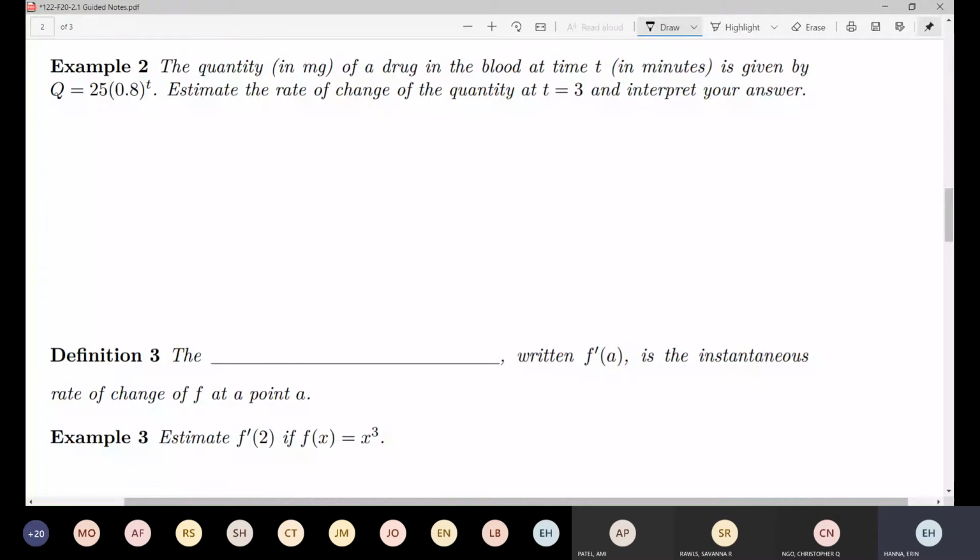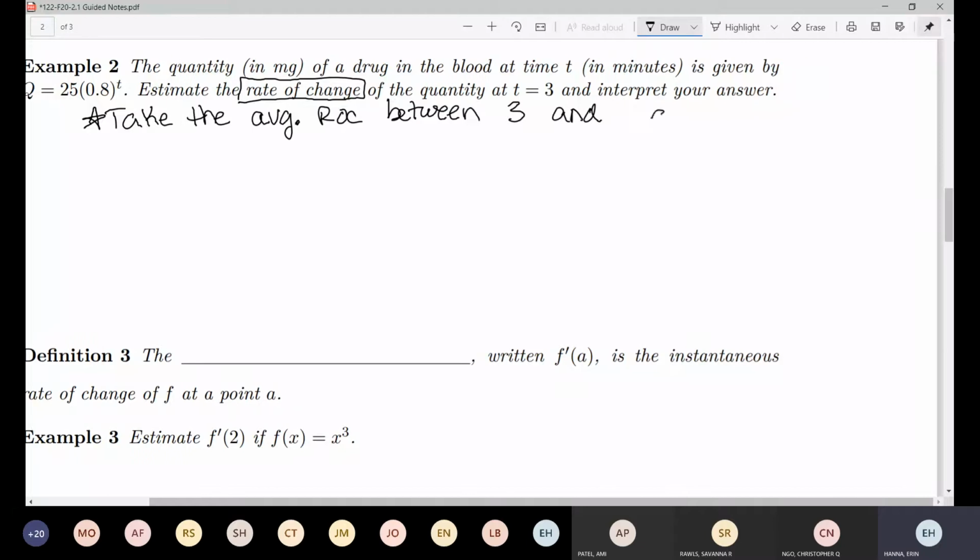So say I have this first example here. The quantity in milligrams of a drug in the blood at time t is given by that function right there. Estimate the rate of change, which again is equivalent to the instantaneous rate of change. They sometimes drop the word instantaneous, of the quantity at time t, and interpret your answer. So essentially what we want to do is we're going to take the average rate of change between 3 and a number very close to 3.